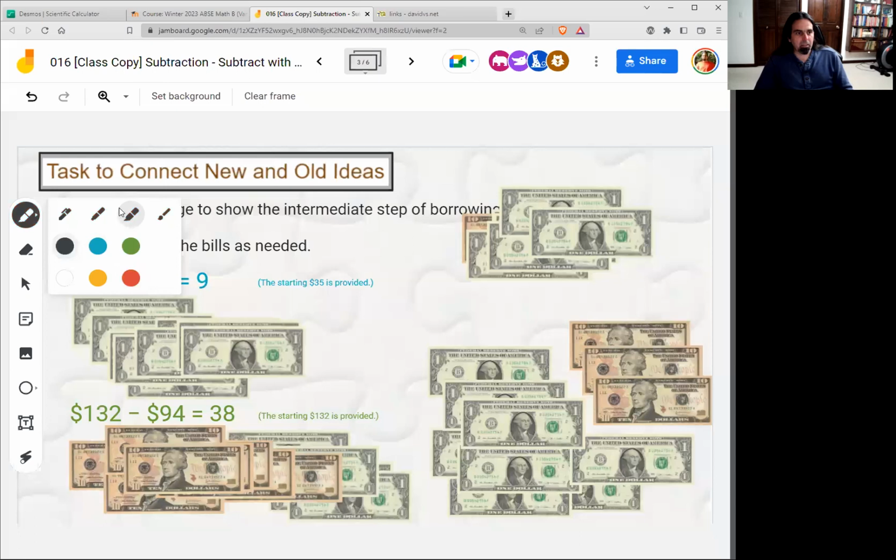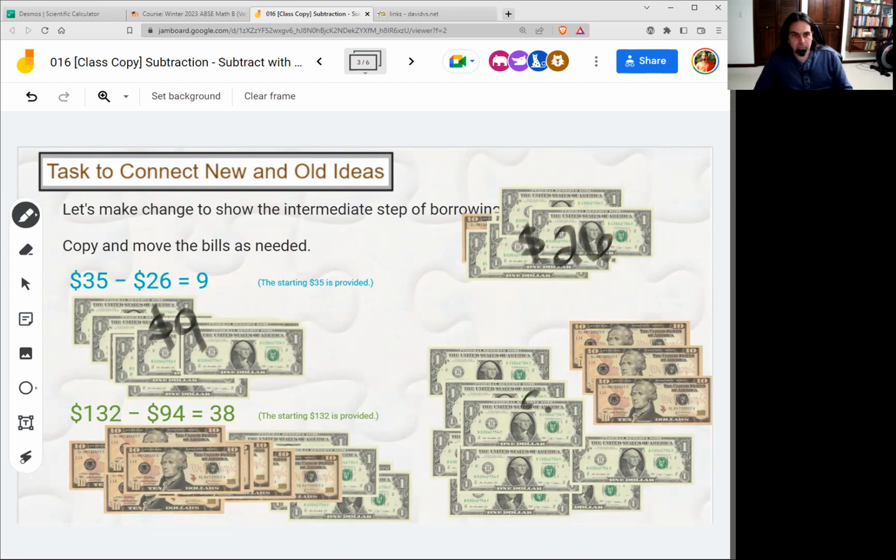Let me get a big black marker and label everything. So this was my 9. This was my 26. This was my 38. And this was my 94. Questions about what happened on this slide?